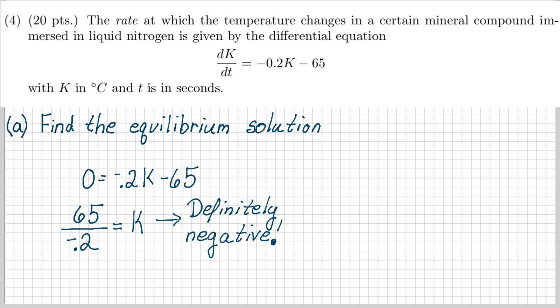So at least you have that information. And a lot of people were like, oh, I don't know what this is. And then they drew it above the x-axis. So k equals negative 325. That's what it worked out to. But the important thing to note was that it was negative. All right? And that's important for part B.